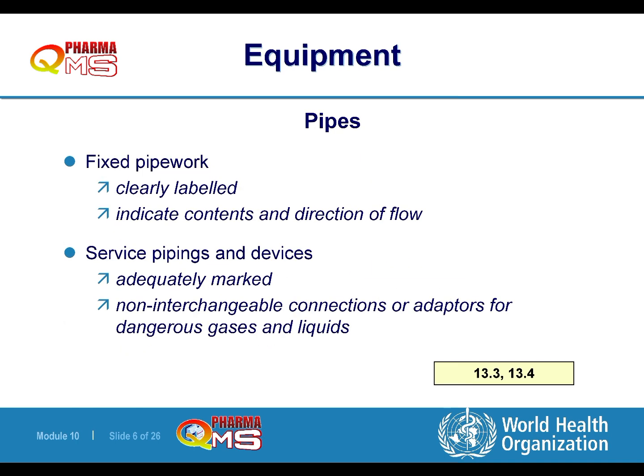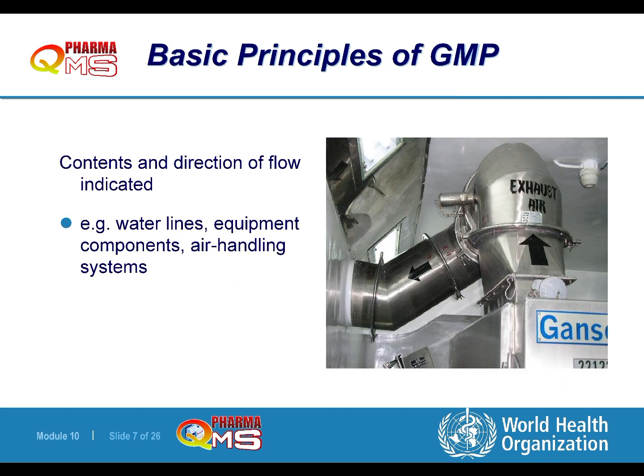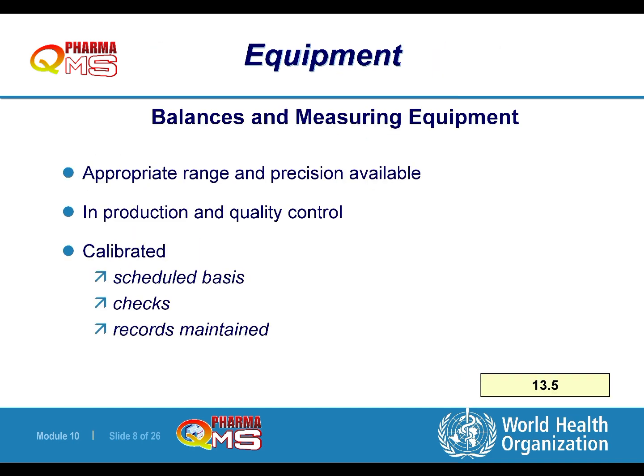Pipes: fixed pipe work, clearly labeled, indicate contents and direction of flow. Service pipings and devices, adequately marked, non-interchangeable connections or adapters for dangerous gases and liquids. Contents and direction of flow indicated, for example, water lines, equipment components, air handling systems, balances and measuring equipment. Appropriate range and precision available, in production and quality control, calibrated on a scheduled basis, checks, records maintained.